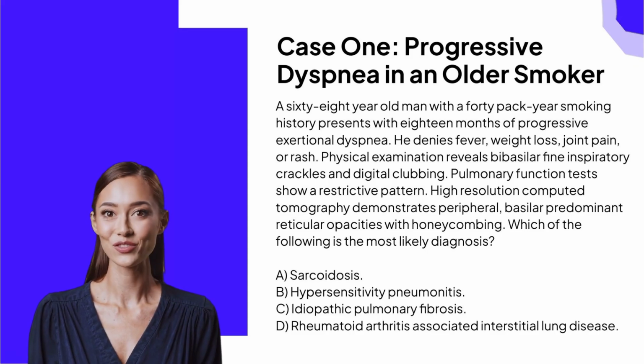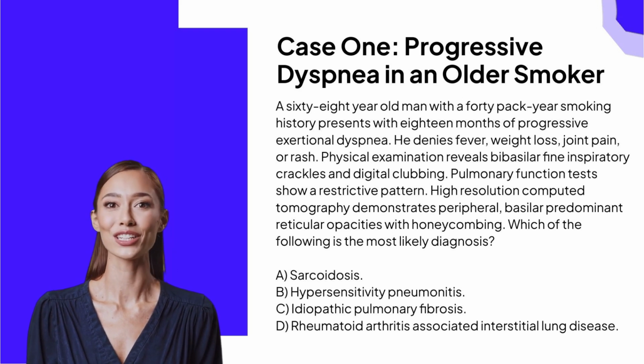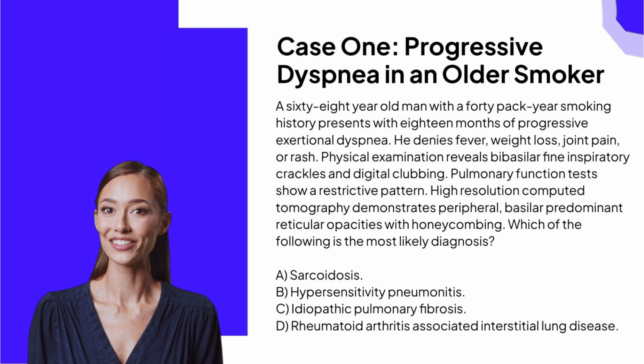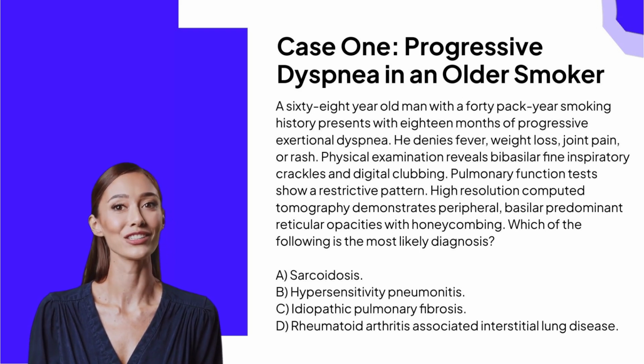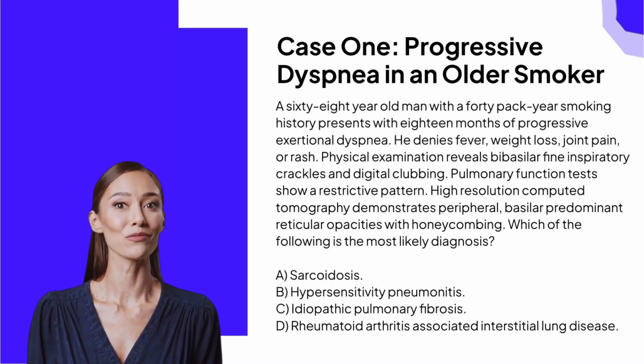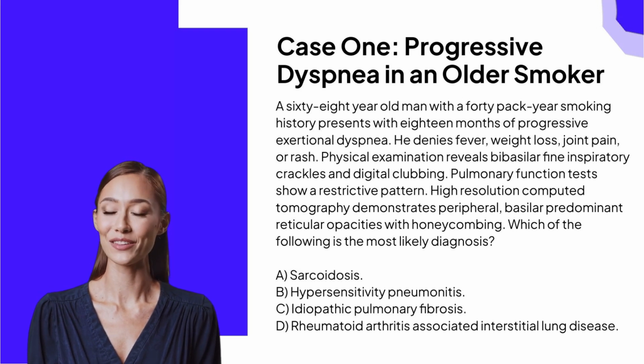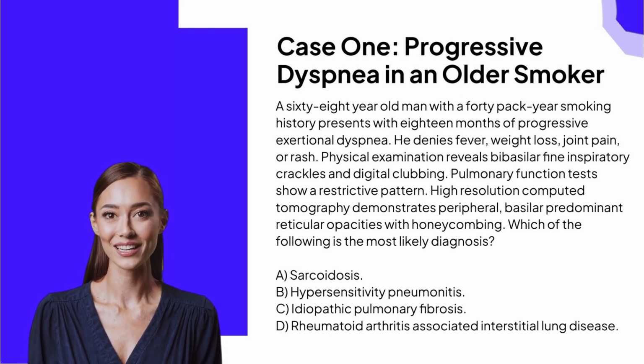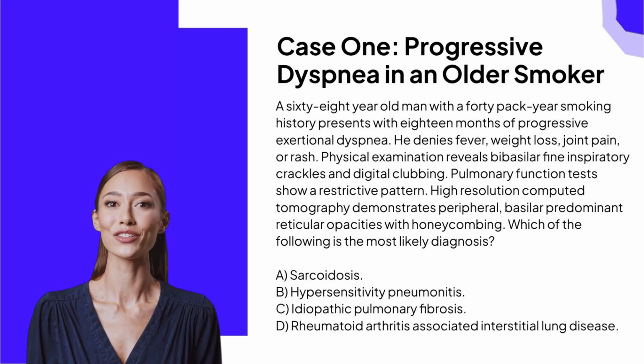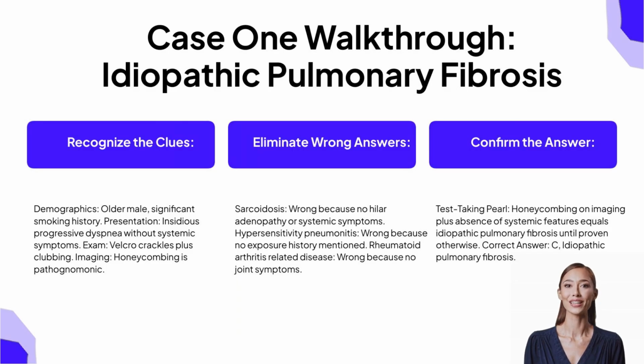Here's your first practice question. Read it carefully and try to identify the diagnosis before I walk through the answer. We have a 68-year-old man with a significant smoking history, 18 months of progressive dyspnea, no systemic symptoms on history, Velcro crackles and clubbing on exam, restrictive pattern on pulmonary function tests, and honeycombing on imaging. What's the diagnosis?